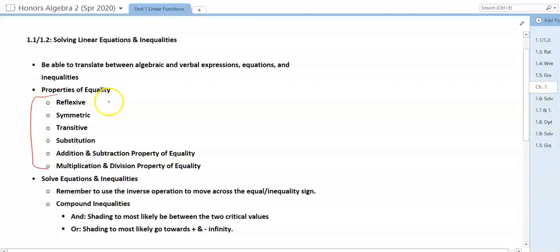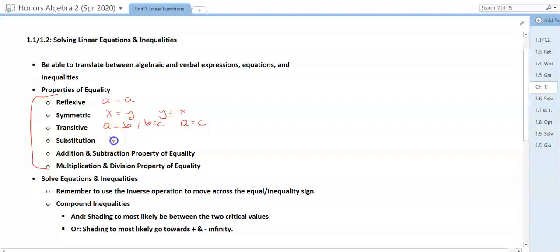Remember, reflexive means that a number is equal to itself. Symmetric means that I can flip the two sides. Transitive, remember that's your A is equal to B and B is equal to C, so A is equal to C, right? My favorite one.